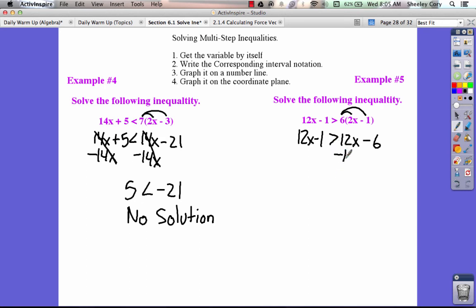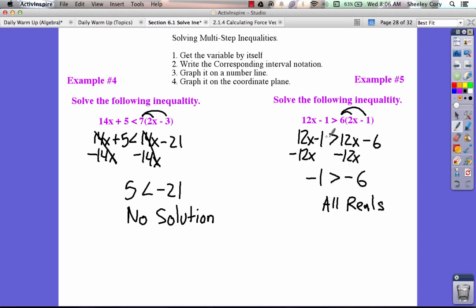Well, let's subtract 12x from both sides. When we do that, they cancel out, so we end up with negative 1 greater than negative 6. Is negative 1 greater than negative 6? Yes, it is. So this is infinite solutions, or all reals. So we could just write here all reals, and that would be the answer to this problem.